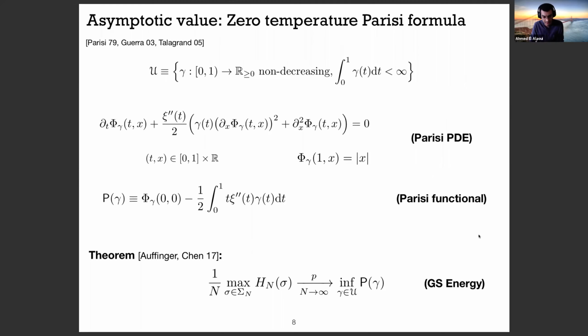The second one is, of course, here you're trying to maximize. And when you compute the limit in terms of this Parisi PDE, you see this infimum. So you're trying to take an infimum over a functional. So how does this maximum turn into an infimum? This seems to be a mystery so far.